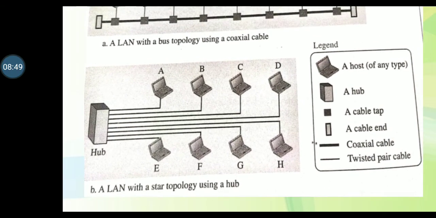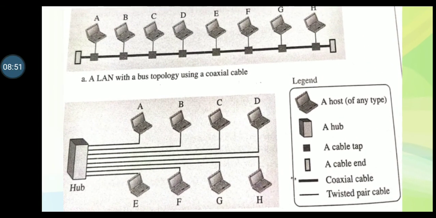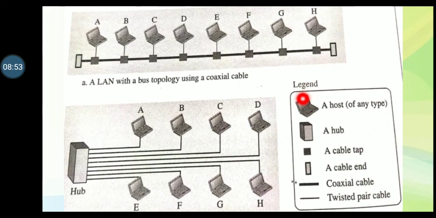So in this diagram you can see this sketch represents a host. This is a host, of any type. This is a hub. This is a cable tap. You can see this is a cable end. This is coaxial cable. This is twisted pair cable. Okay.